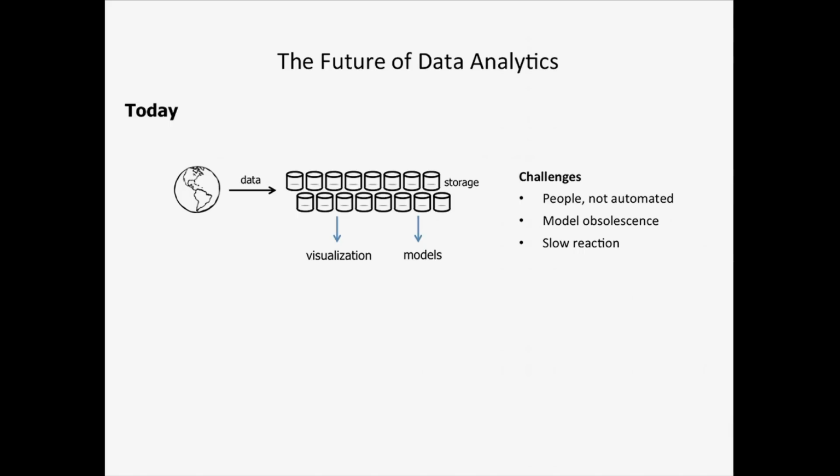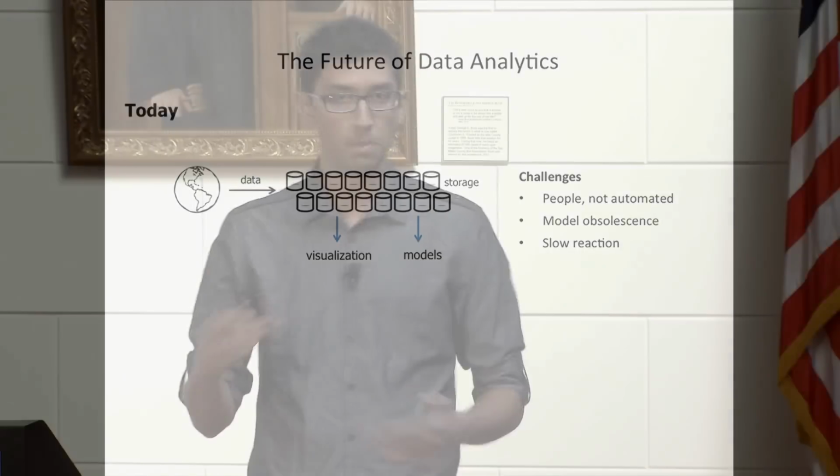Models actually have a half-life because they're only mostly relevant at the moment that they're created, but as the patterns in the data change, the models become obsolete. And you have slow reaction times because you're storing the data and later on doing something with it. You're not acting on the data at the moment that it's created.